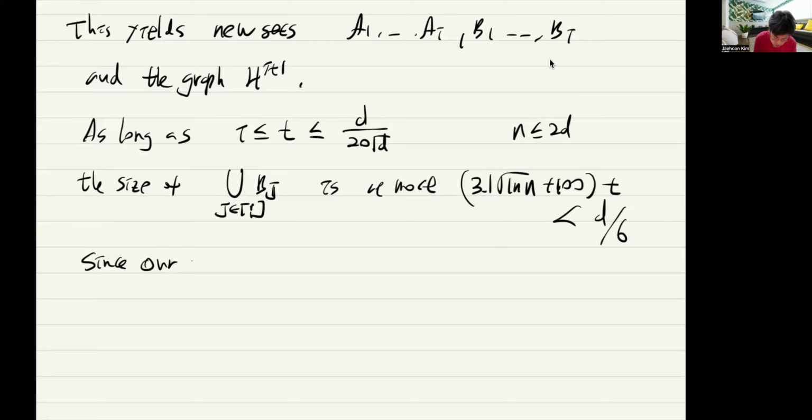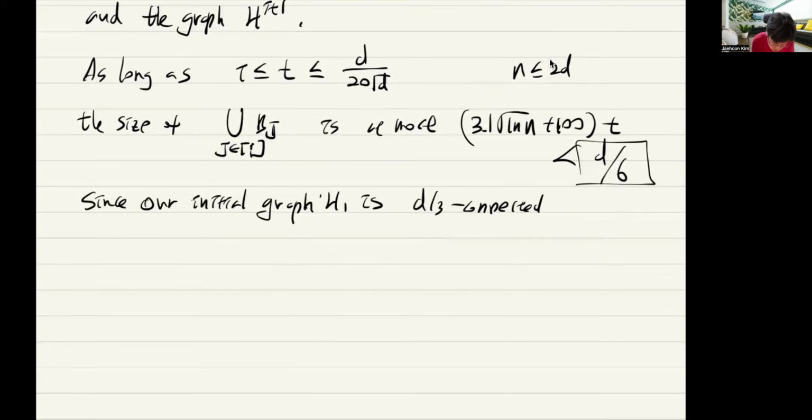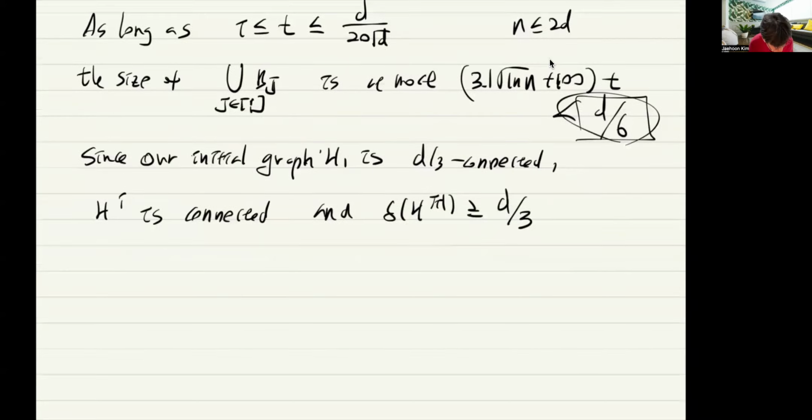And our initial graph H1 is what? d over 3 connected. And we have deleted this much. So H_i is connected. And you have deleted this much. So its minimum degree is still, initially it's 2d over 3, and then you delete that much, so it's at least d over 3.